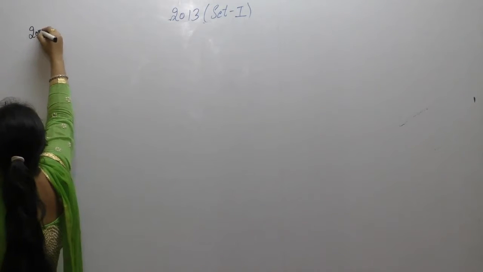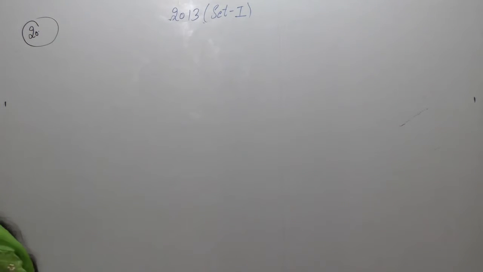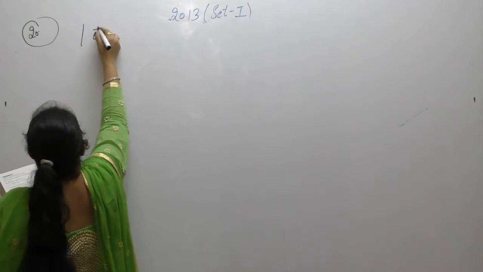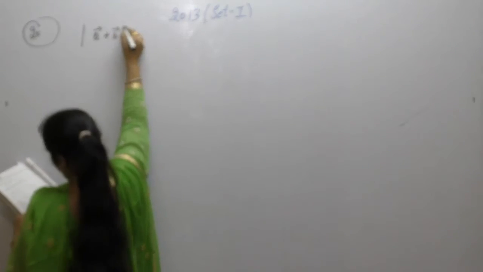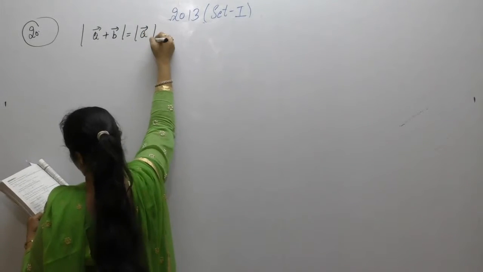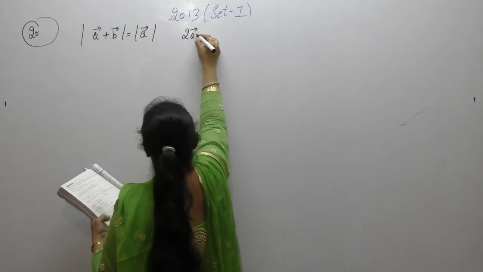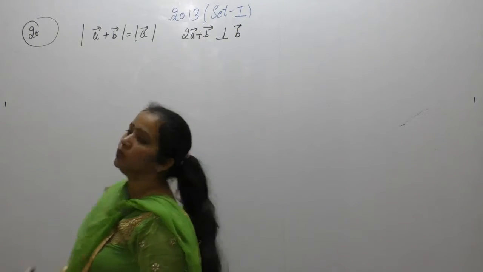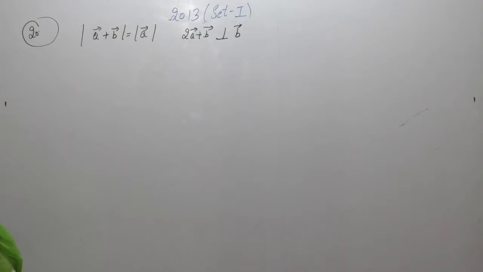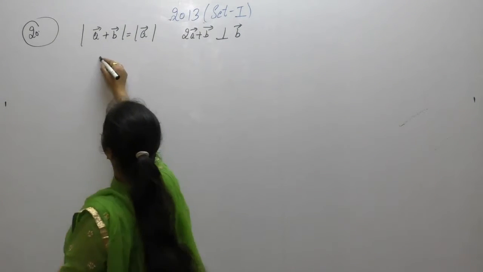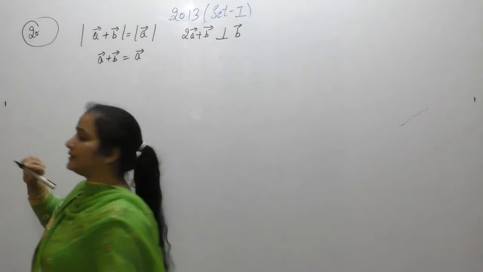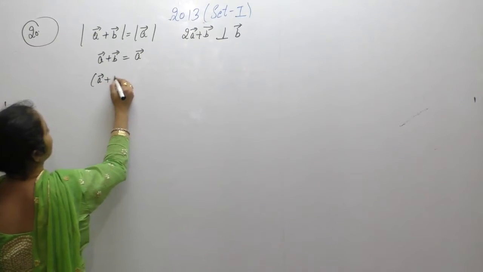Now the next one is: if A vector and B vector are two vectors such that magnitude of A plus B is equal to magnitude of A, then prove that the vector 2A plus B vector is perpendicular to B vector. It is given that magnitude of A plus B is equal to magnitude of A. Then their square will also be equal.